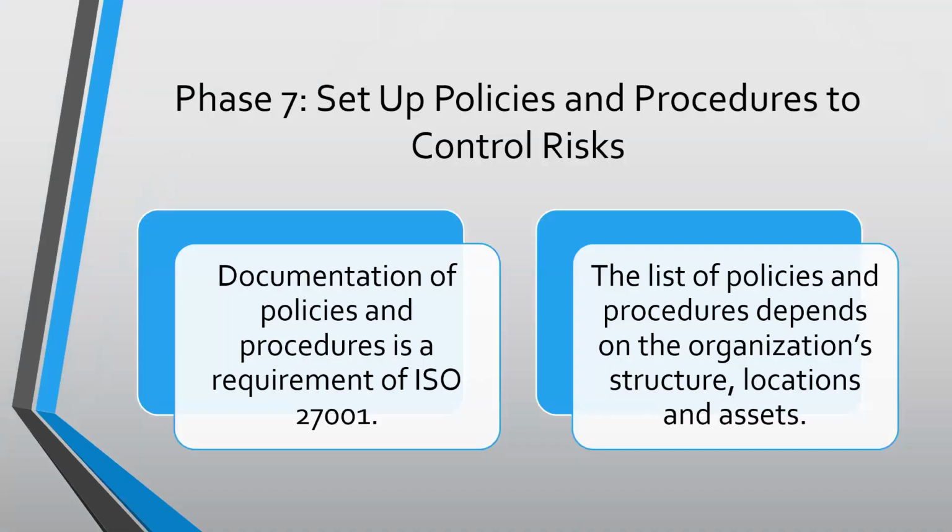Phase 7 is to set up policies and procedures to control risks. For the controls adopted, as shown in the statement of applicability, the organization will need statements of policy or detailed procedure and responsibility documents to identify user roles for consistent and effective implementation of policies and procedures. Documentation of policies and procedures is a requirement of ISO 27001. The list of policies and procedures depends on the organization's structure, locations, and assets.